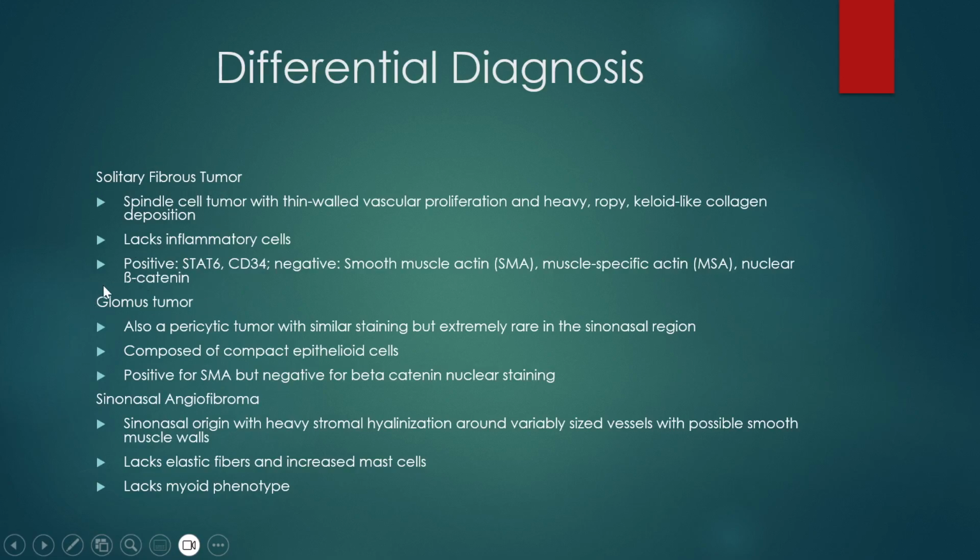For the glomus tumor, we also can see this monotonous cell hugging around the vessel, but like mentioned here, extremely rare in the sinonasal area, and then also only SMA positive but negative for beta-catenin.